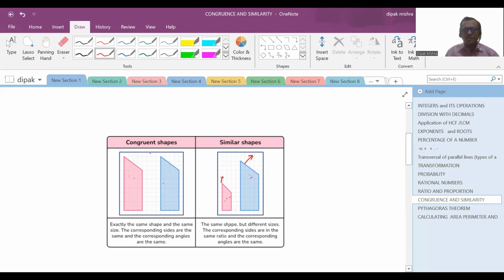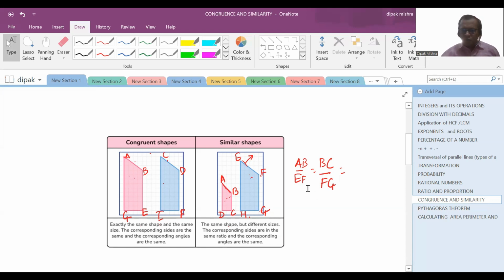We can exemplify this. If the sides are A, B, C, D here and E, F, G, H here, then in the congruent case, AB is equal to EF, BC is equal to FG, CD is equal to GH, and DA is equal to HE. But that is not the case in similarity. We can just say here that the ratio of the sides is always a constant number. So AB by EF is equal to BC by FG, is equal to CD by GH, and so on. This is a very important relation for similar shapes.